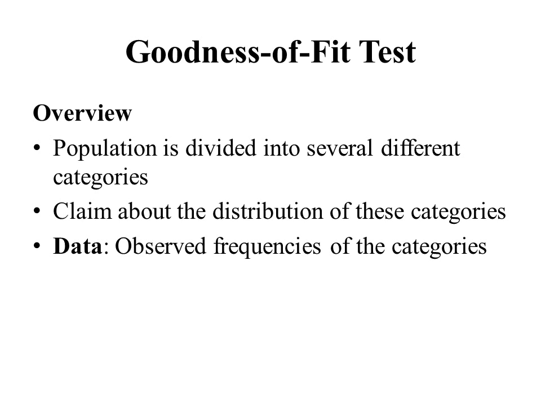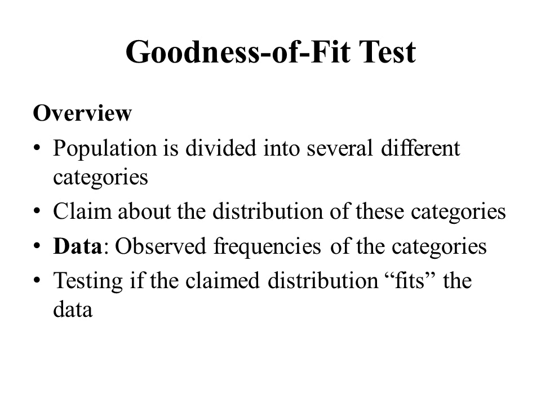The data that we go out and collect are going to be observed frequencies of the categories. So we're going to get a sample of our population, and count how many in that sample fit in the first category, how many into the second, and so on. Informally, what we're testing is if the claimed distribution fits the data that we collect. And that's where the term goodness of fit test comes from.